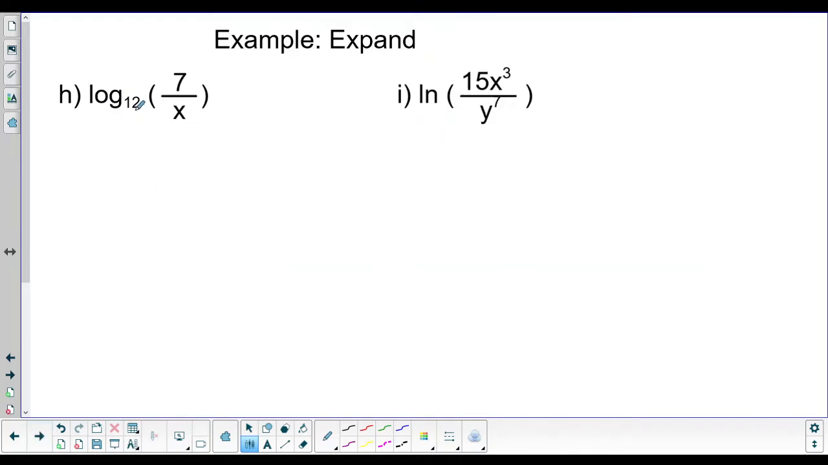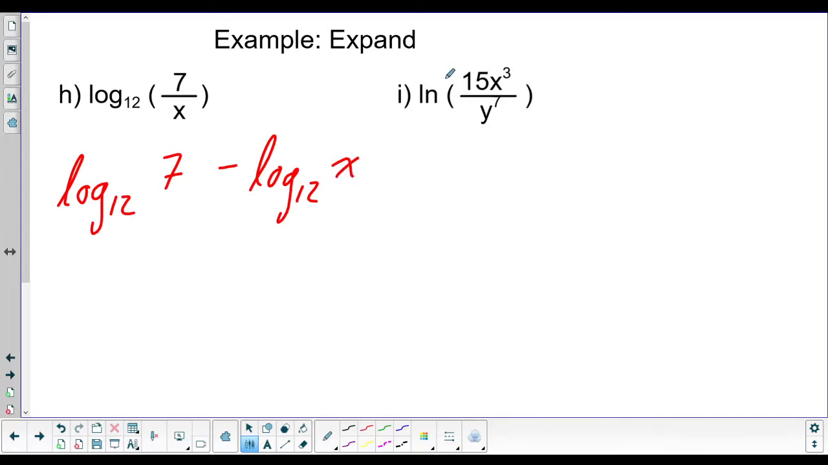All right, so let's look at these. We have log base 12 of 7 over x. So we can split this into two log base 12s. And we're going to subtract them because it's dividing. The numerator goes on the top. The denominator goes in the negative log.